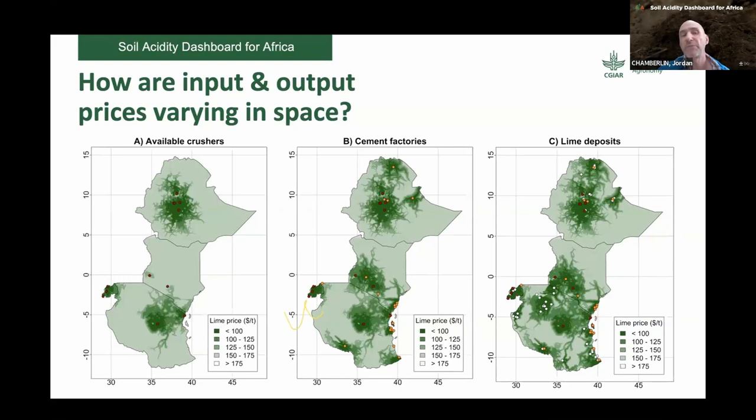And so figuring out what those prices look like over heterogeneous landscapes is a big part of the machinery that we put together. So just some flavors of that. On the left, we can take the current state of infrastructure and model the delivered price of lime based on the location of current crushing facilities. But then we can also start to ask, well, what if we were to, for example, recruit cement factories, which are working with the same raw materials, and include them in lime production value chains? How would that change the delivered cost of lime? We could go even further. Panel C on the right.